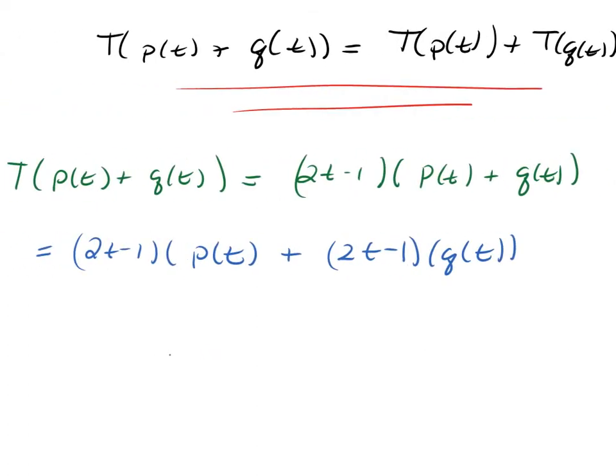Then, well, I can split that up into pieces by distributive law. And it just turns out that this one right here is Tp of t, and this one here is Tq of t, after I used distributive law. So it fell out.